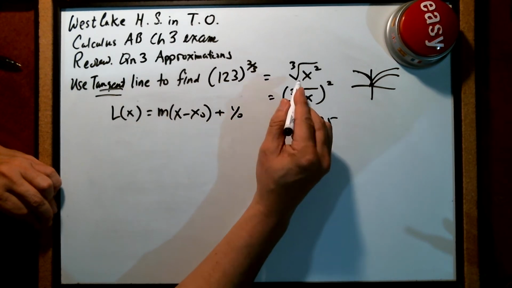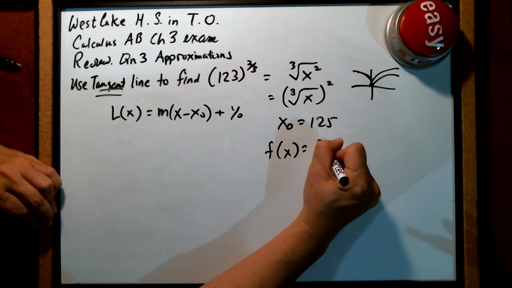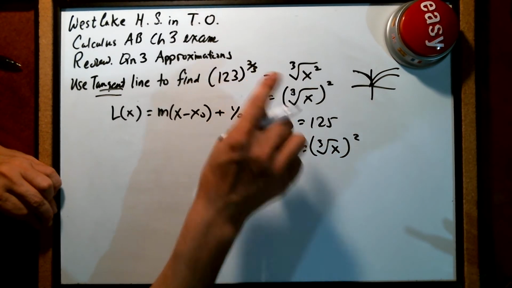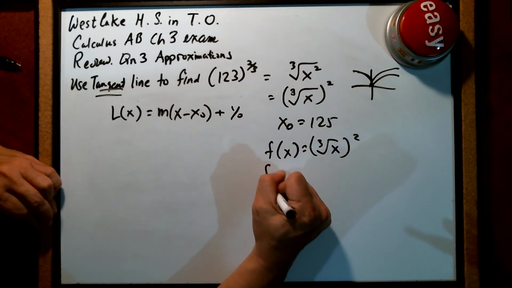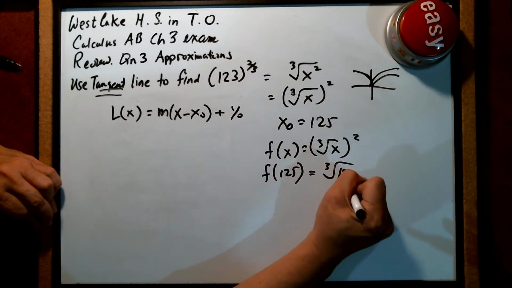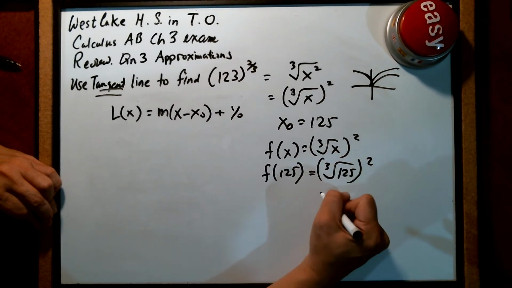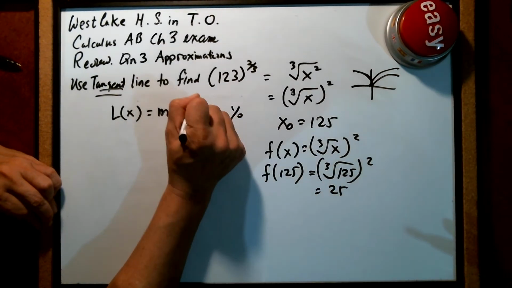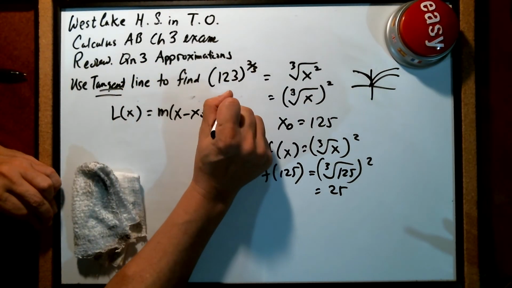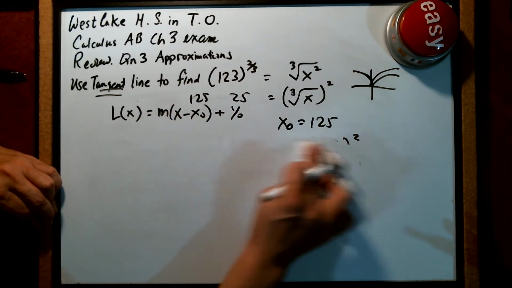So let's find f of x is equal to the cube root of x squared. That's our original starting function, in radical form. F of 125 is the cube root of 125 squared. The cube root of 125 is 5, squared is 25. That's my y value, and that's my x value, 125. We have to find the slope now. How do we find the slope?